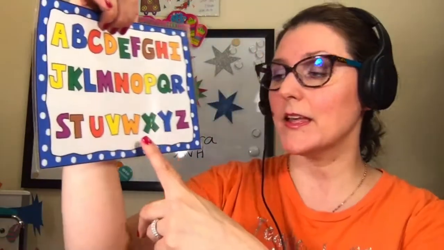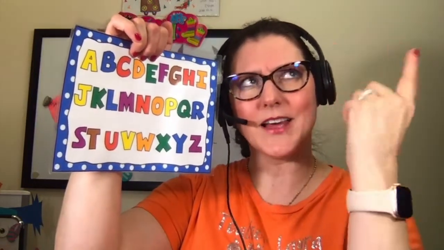V makes the sound v, v, v. V as in victory, but I put it up by my mouth to show that I'm biting on my lip a bit. V, v, v. W makes a sound woo, woo, woo, like a lasso in the air.